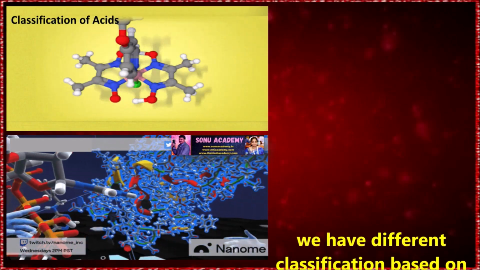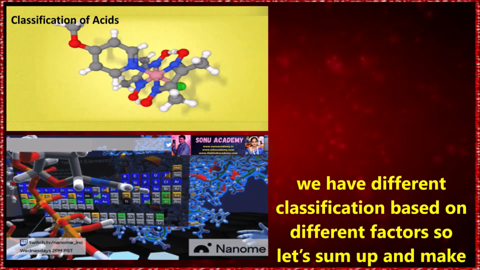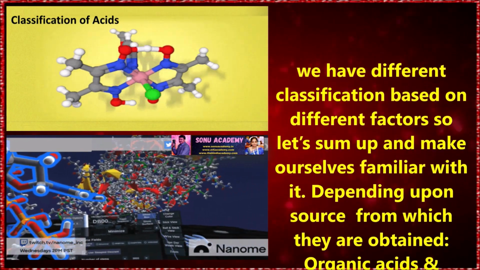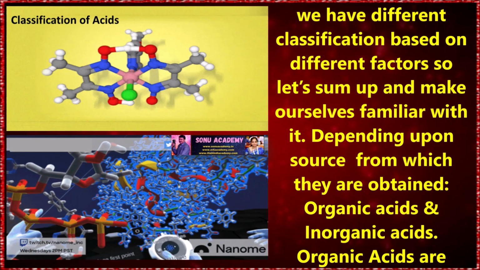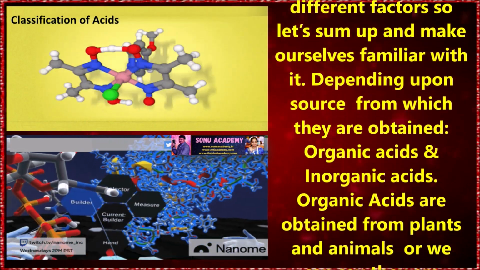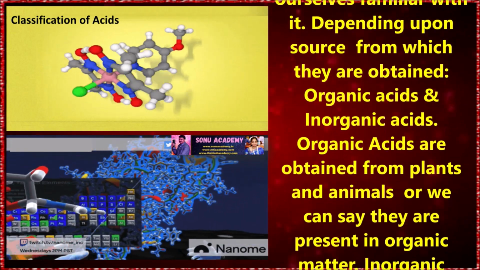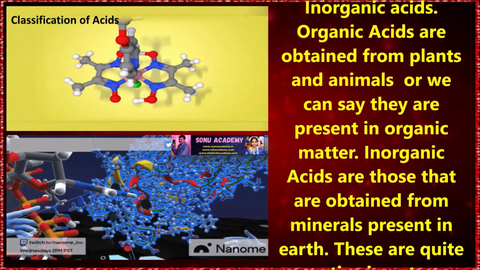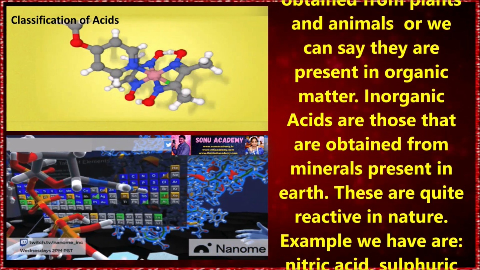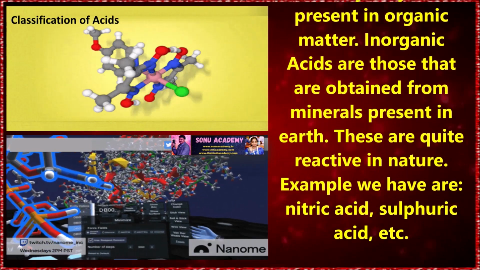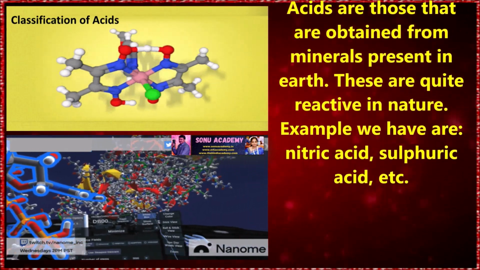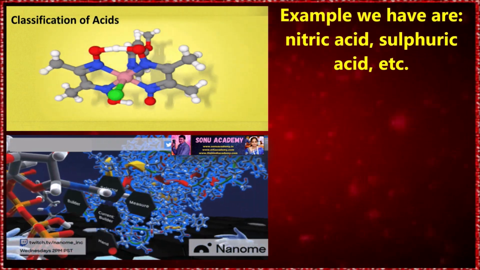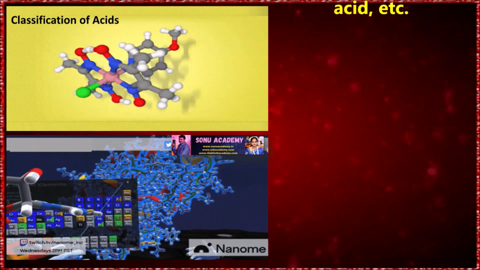Children, let us discuss the classification of acids. We have different classifications based on different factors. So let us sum up and make ourselves familiar with it. Depending on the source from which they are obtained, they are divided into organic acids and inorganic acids. Organic acids are obtained from plants and animals, or we can say they are present in organic matter. Inorganic acids are those that are obtained from minerals present in the earth. These are quite reactive in nature. Citric acid and sulfuric acid are examples of these acids.